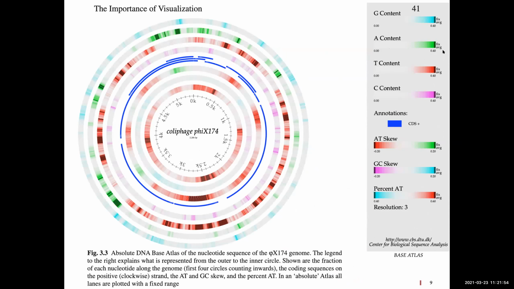And so I just went from 0 to 40%. If you look at these outer four circles, the outermost circle is G, and you can see not a whole lot of G's there. You can see some A's here, but if you look at T's, you see an awful lot of T's. Over here, this is mainly T's, and then not as many C's.